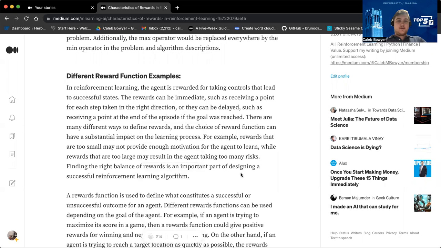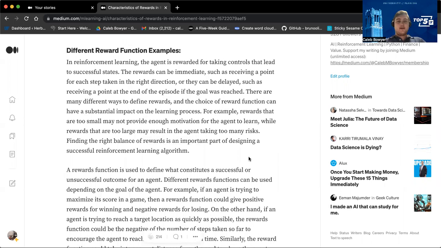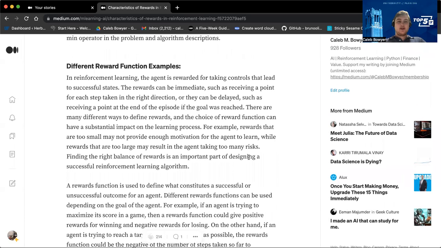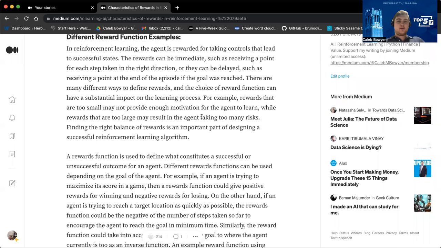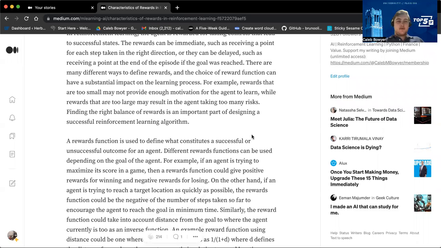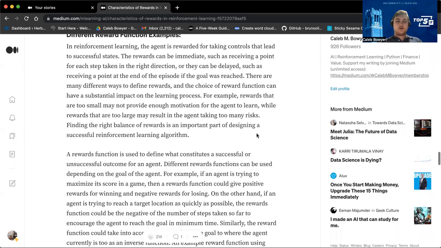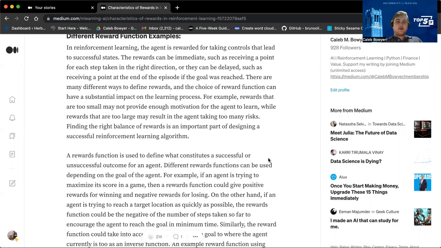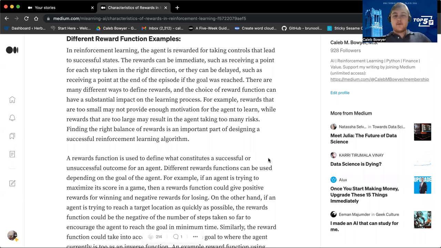Some different reward function examples. In RL, the agent is rewarded for taking controls that lead to successful states. The rewards can be immediate, such as receiving a point for each step taken in the right direction, or they can be delayed, such as receiving a point at the end of the episode once the goal is reached. There are many different ways to define rewards, and the choice of reward function can have a substantial impact on the learning process. For example, rewards that are too small may not provide enough motivation for the agent to learn, while rewards that are too large may result in the agent taking too many risks. Finding the right balance of rewards is an important part of designing a successful RL algorithm.